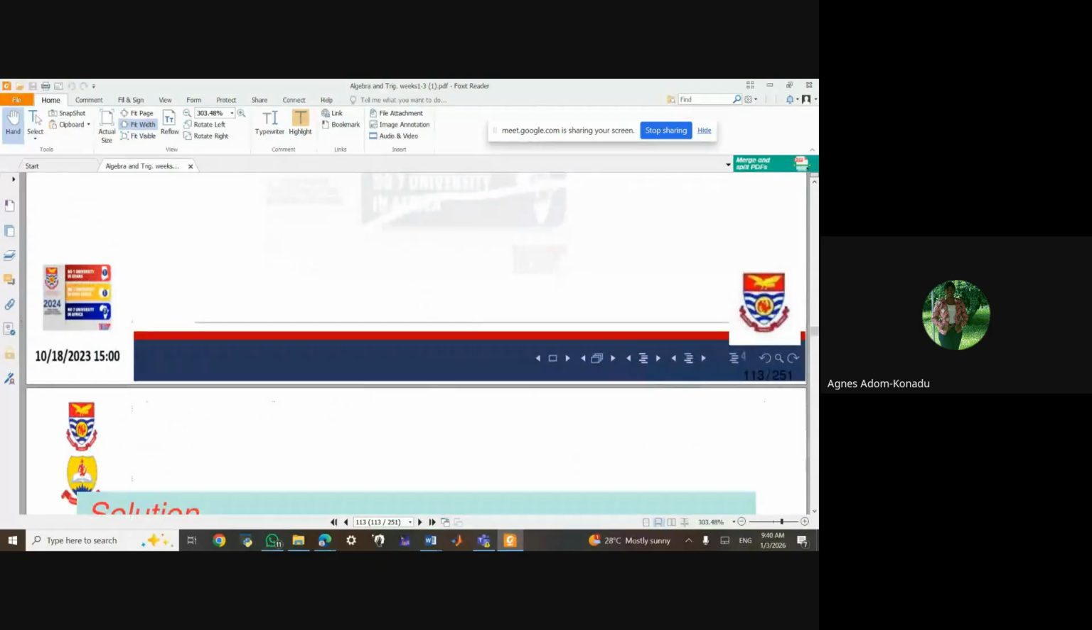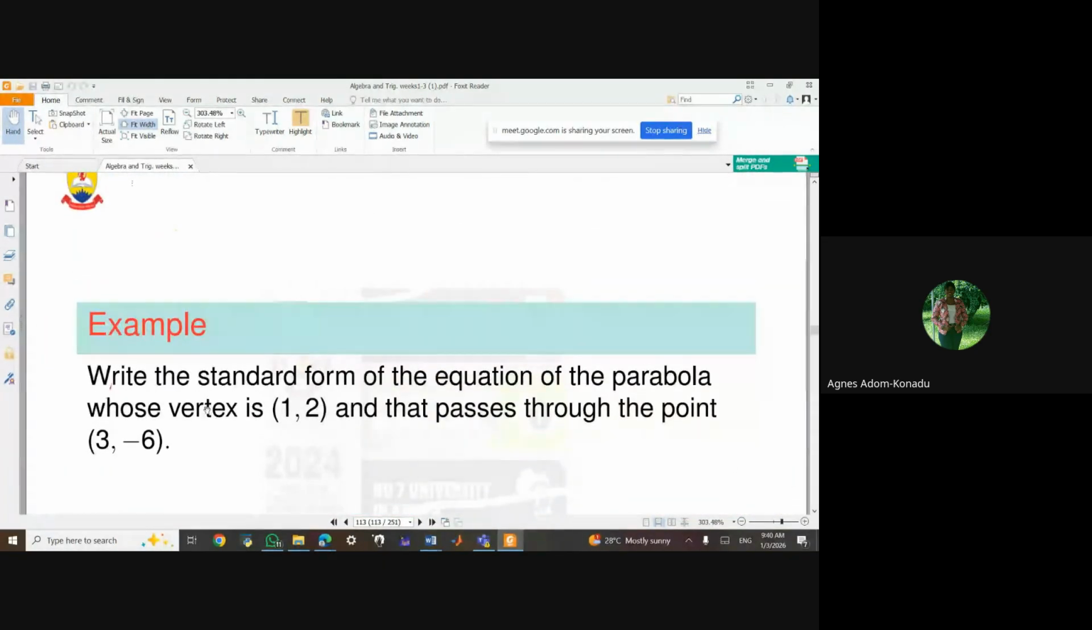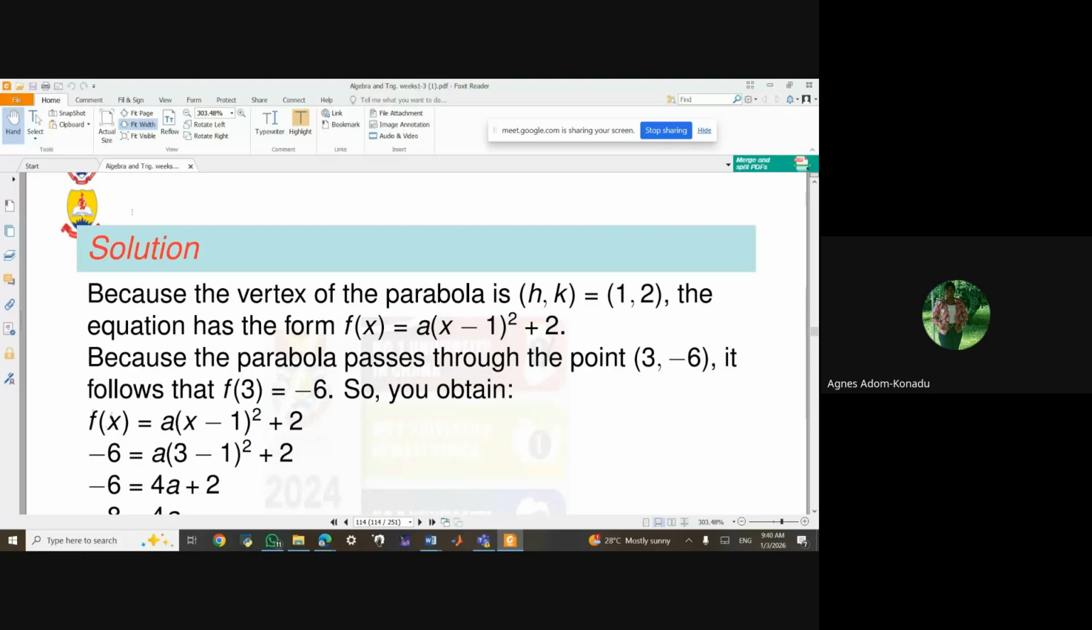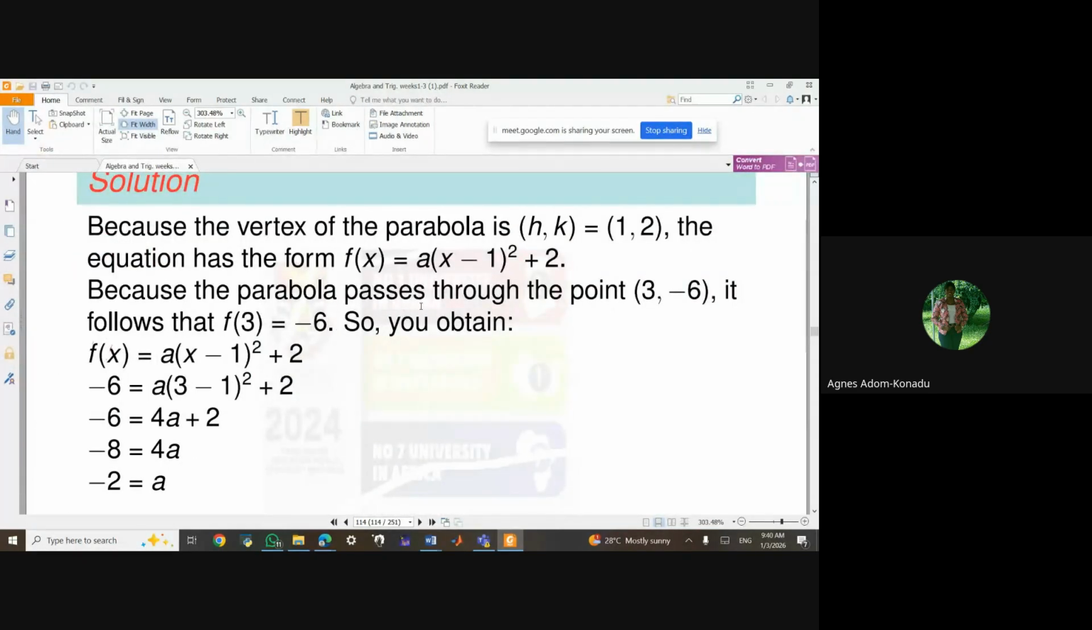But we are looking for a. We are told that it passes through this point. Passing through this point will help us to get our values for x and y, because the parabola passes through the point.